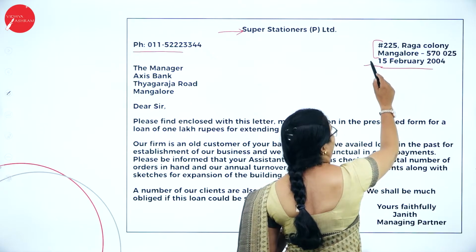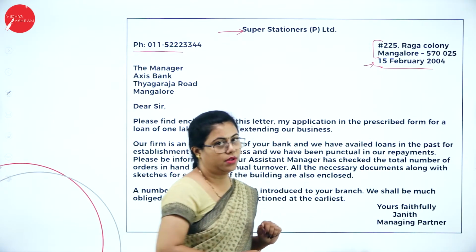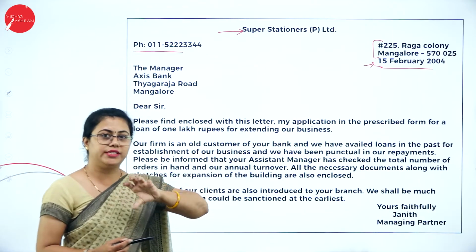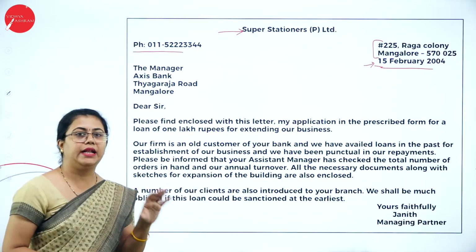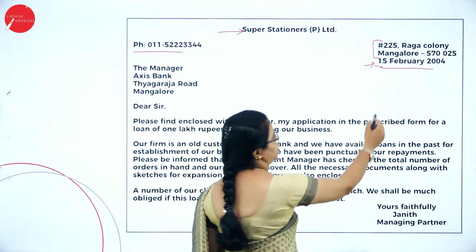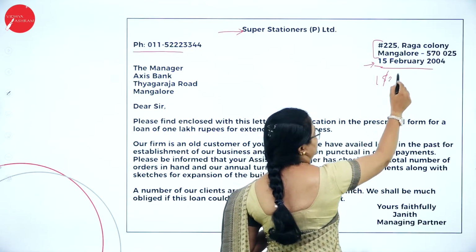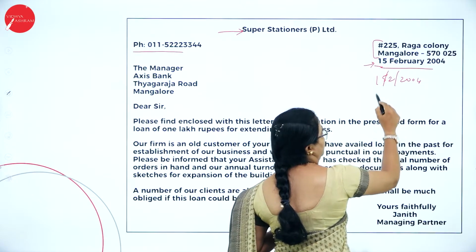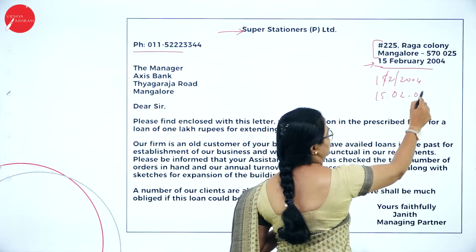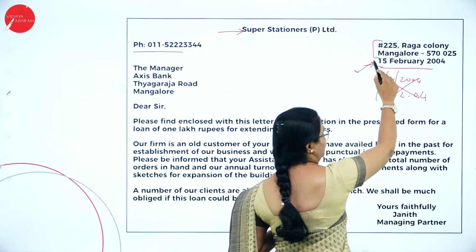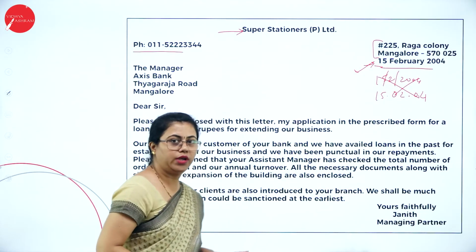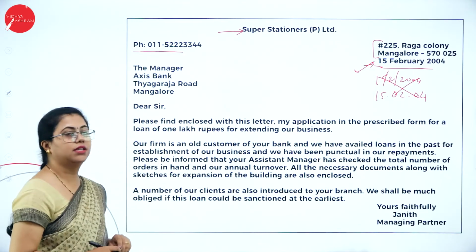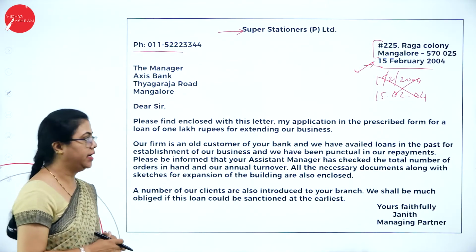So this is the address and the date. As I told you, the date will be in elaborate form. So 15th February 2004 is in elaborate form. You are not writing it by putting some dot or slash or anything. You are not writing it this way, and you are not writing it this way either. Both are not allowed. You have to write it in elaborate form only. Then we have this address above the date.